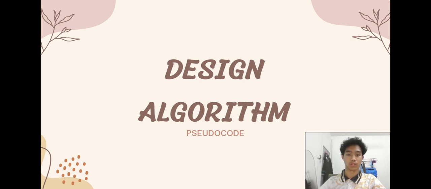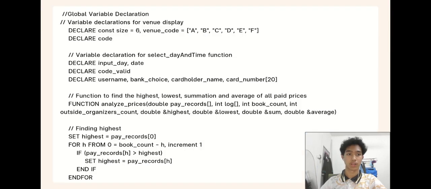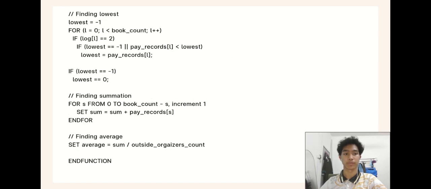I will be presenting the pseudocode for our venue booking system. And these are the global variables and records that will be used throughout the whole system. Below is the function to find the highest, lowest, total sum, and average of all the paid prices by the users. This will only be used by the admin.